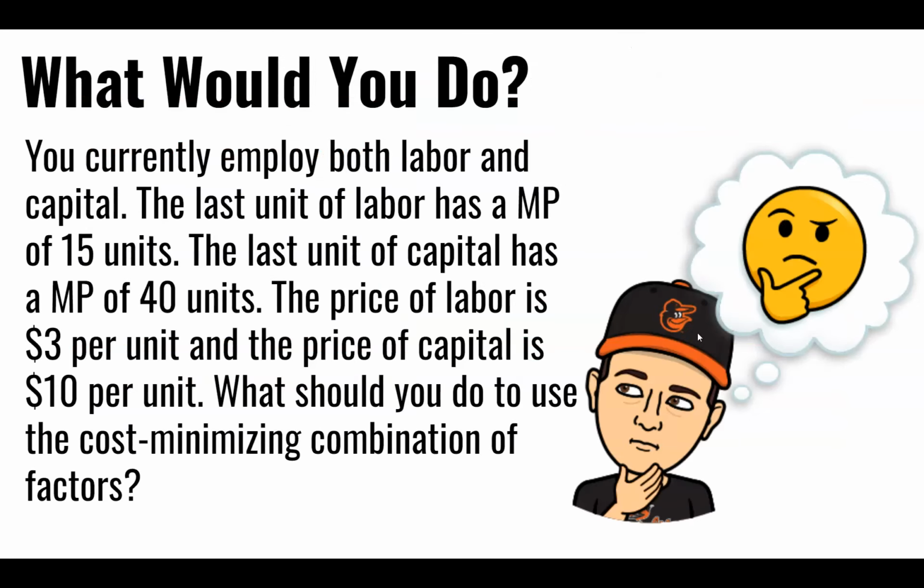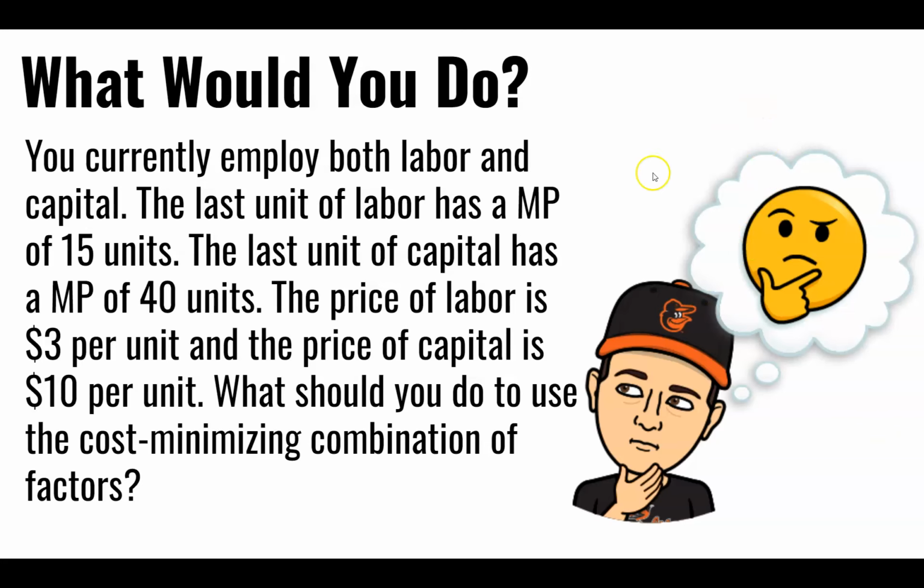Another way a question might be phrased would be to say that you're currently employing both labor and capital, and that the last unit of labor has a marginal product of 15 units. The last unit of capital has a marginal product of 40. If the price of labor is $3 per unit and the price of capital is 10, what should you do to use the cost minimizing combination of factors? First off, are you using the cost minimizing combination? And if not, what should you do?